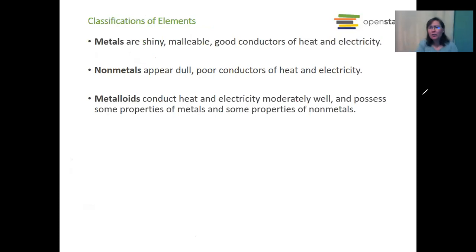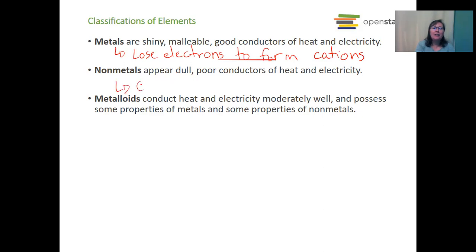Metals are shiny, malleable, good conductors of heat and electricity. Okay. And let's add to this that metals lose electrons to form cations. Okay. Non-metals appear dull. They're poor conductors of heat and electricity, and they will often gain electrons to form anions.